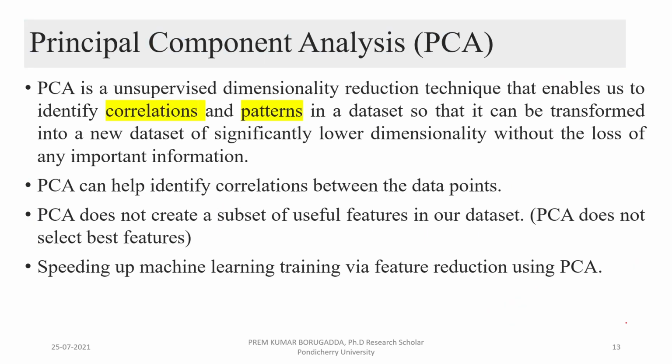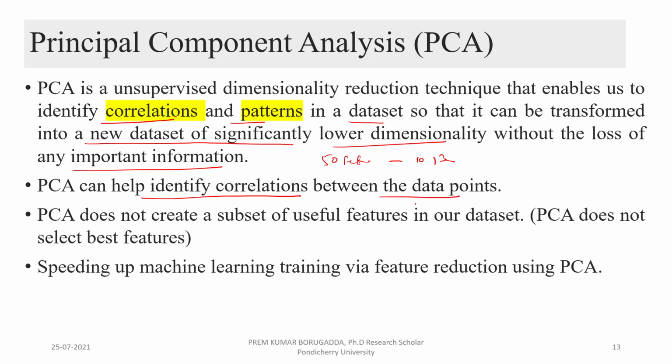So what is meant by PCA? It is an unsupervised dimensionality reduction technique that enables us to identify the correlations and patterns in a dataset so that it can be transformed into a new dataset of significantly lower dimensionality without loss of any important information. So without loss of any information, we can convert the 50 features of the data into 10 features of the data. PCA can help to identify the correlations between the data points.